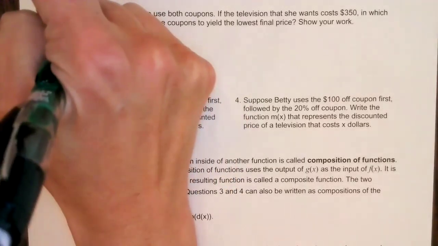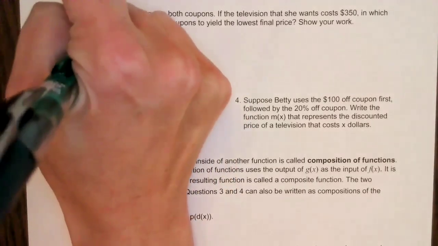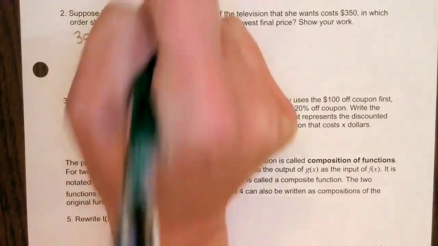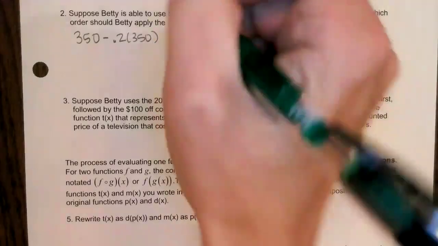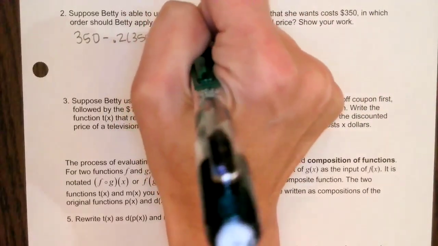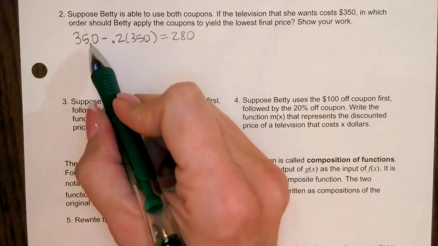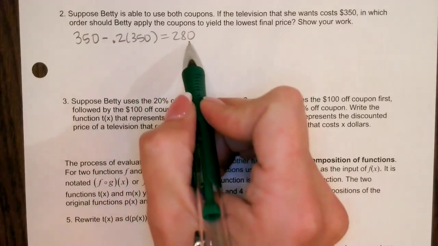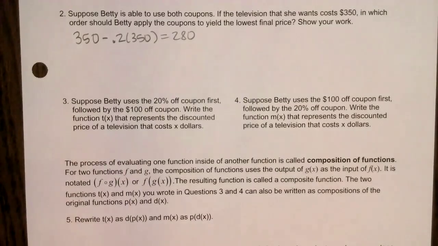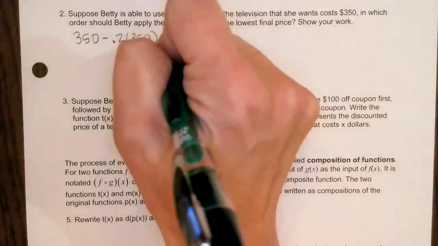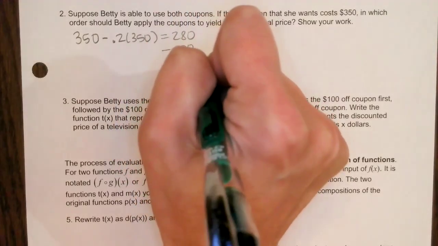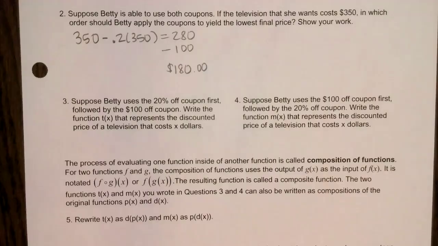So if we had $350 minus 0.2 times $350, that's going to give us $280. So we took the price of the TV of $350 and we subtract 20% of $350 and we got $280. And then we would subtract the $100 and we get $180 in this example.